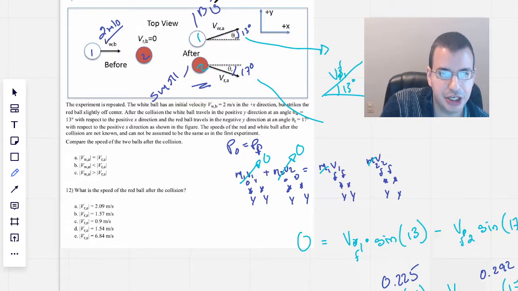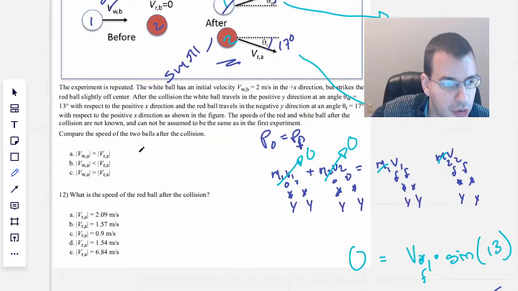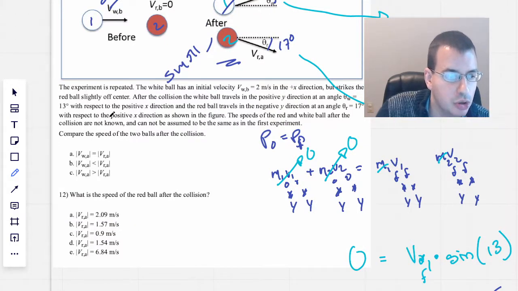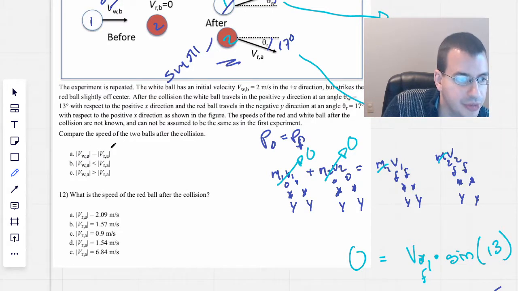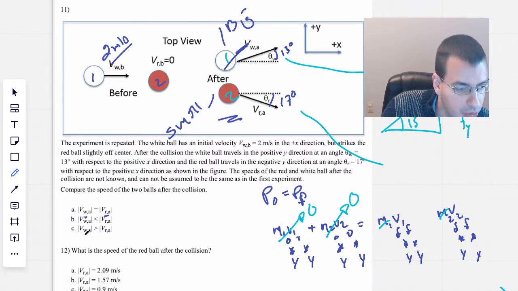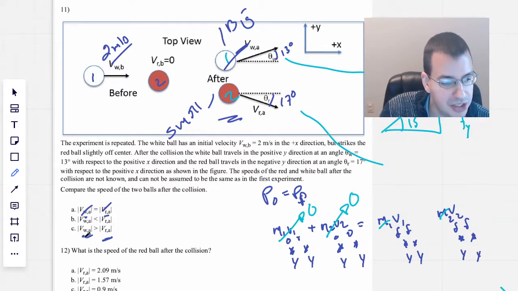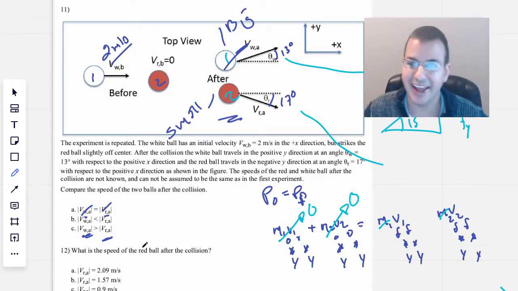I'm kind of lost in the notation, so I'm going to be extra careful here. So this is asking for VWA. So this is the white one. This is the red one. W red. So white one is bigger than the red one. So white one right here bigger than the red one. So they're not equal, we know that. And they're asking which one's bigger. So velocity of white after is bigger than the velocity of the red after.